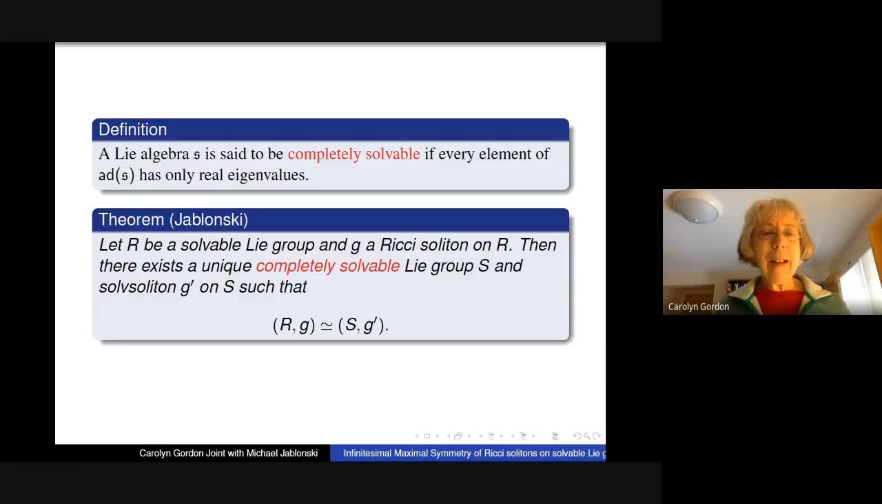Okay, so I want to look at a result of Jablonski. I first need a definition. Recall a Lie algebra is said to be completely solvable if every element of ad(S) has only real eigenvalues. In general, an element of ad can have any type of eigenvalue. Mike Jablonski proved that if you have any solvable Lie group with a Ricci soliton, then even though that Ricci soliton might not be the stronger notion of solvsoliton, there will exist a unique completely solvable Lie group S and a solvsoliton metric on S that's isometric to the original solvable Lie group with its left invariant metric. And that's going to play an important role in what we look at shortly.